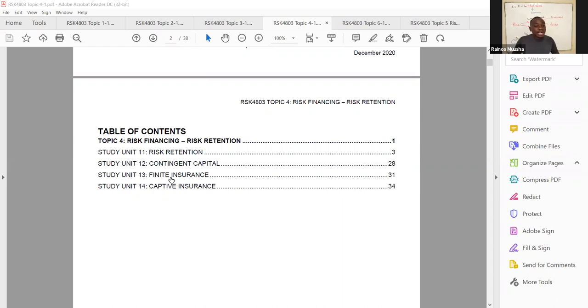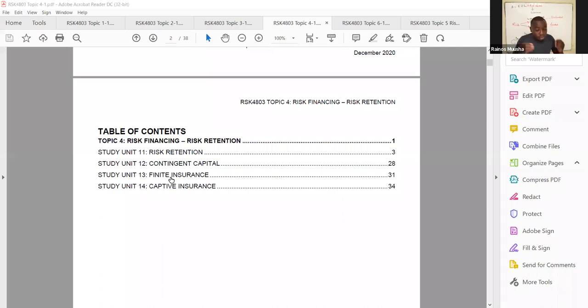The unique thing about finite insurance is that you have a customized insurance arrangement where you are retaining the risk depending on exactly what your risk appetite is, and you are transferring some of the risk as well. So you have a non-standard insurance arrangement with the insurance company. In your insurance contract, you are going to have some sort of risk retention and also some sort of risk transfer as well. That's the unique thing about finite insurance.